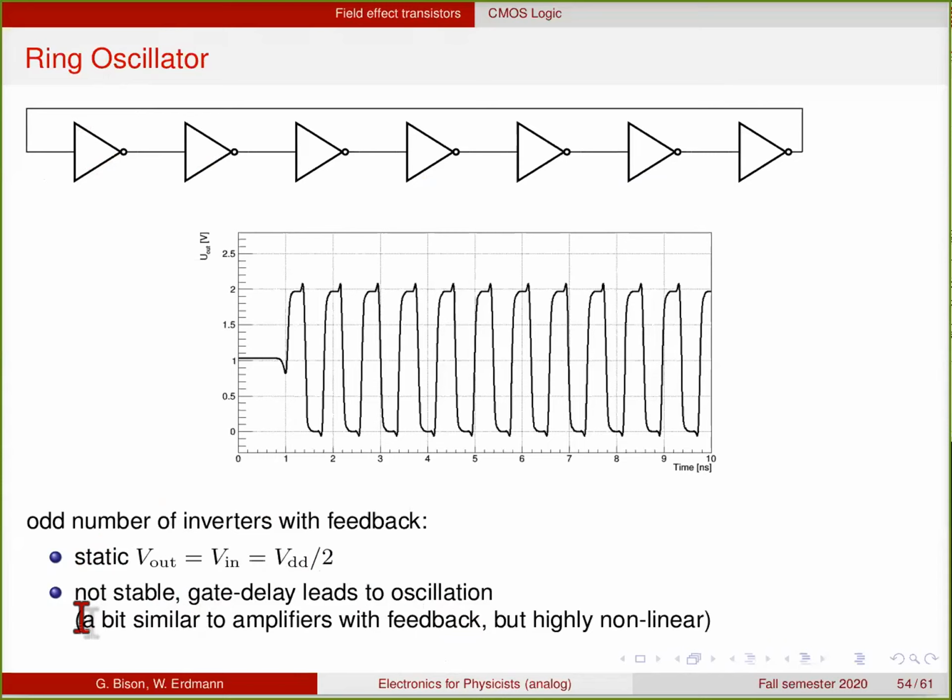which is quite similar to what we've seen in these high gain amplifiers with feedback, but this is extremely nonlinear. These don't make a sinusoidal oscillation, but they immediately ramp into saturation up to the supply voltage. So now what you have here is a so-called ring oscillator, which oscillates with a frequency that is given by the minimum gate delay and the number of inverters in the ring.